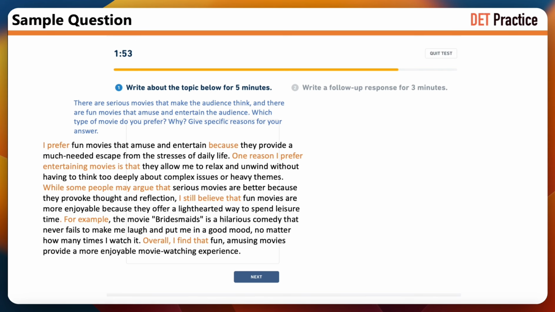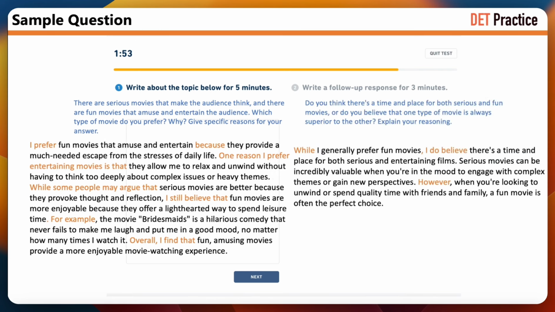Next is the second part of the response. The follow-up response demonstrates a more flexible approach to answering the question, which is appropriate given the shorter time constraint of 3 minutes. Let's analyze this response.